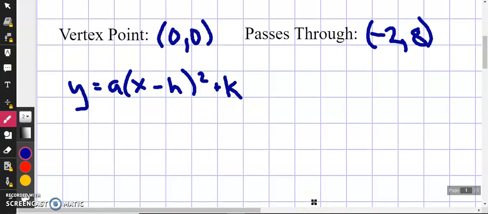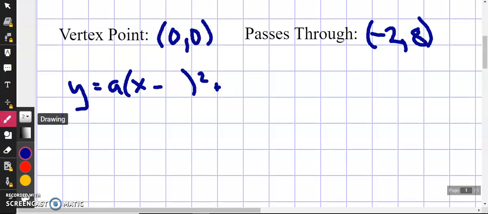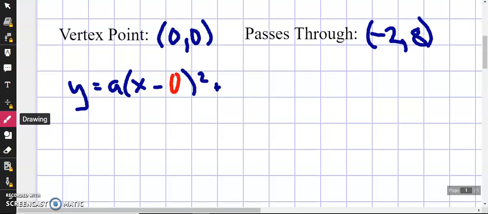All right, so I've gone ahead and copied down my vertex point and the other point that I need, as well as my vertex form of the equation. So we said that the h and k represent the vertex point. So what I'm going to do first is just replace the h and k with 0 and 0 because those are my vertex coordinates. Again, the h and the k are the x and y from the vertex.